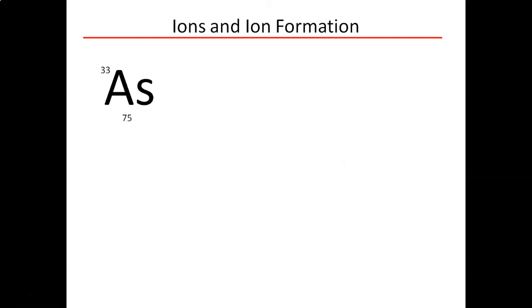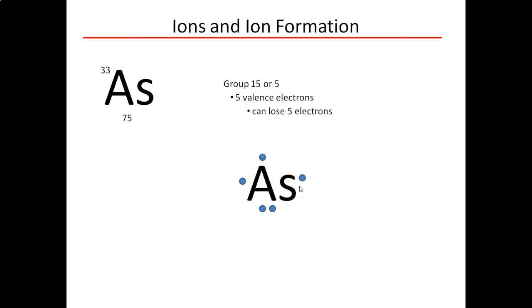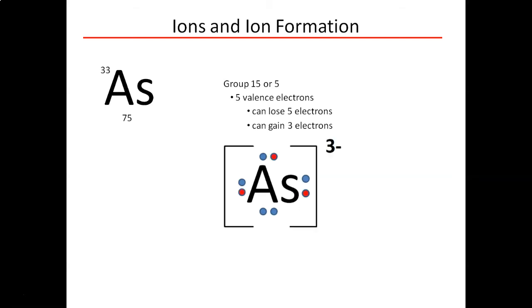How about arsenic? We didn't do its Bohr-Rutherford diagram either, but we know that it's in group 15 or 5, so it has 5 valence electrons. So it could gain 3 or it could lose 5. It's easier to gain the 3, so we gain our 3, and because we gained, we show the 8 electrons around it, so it satisfies the octet rule, and it now has 3 more electrons than protons, so therefore it has a 3 minus charge.